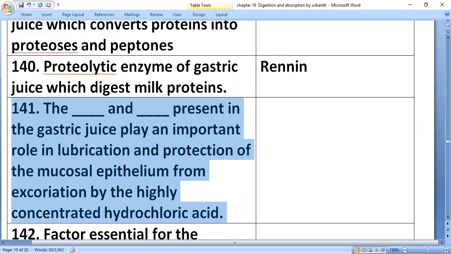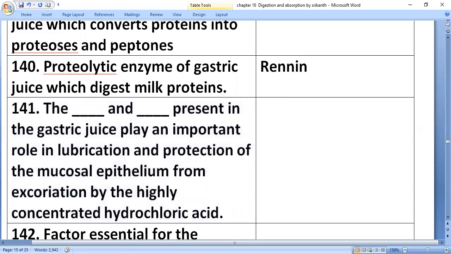The mucus and bicarbonates present in the gastric juice play an important role in lubrication and protection of the mucosal epithelium from excoriation by the highly concentrated hydrochloric acid. Mucus and bicarbonate.